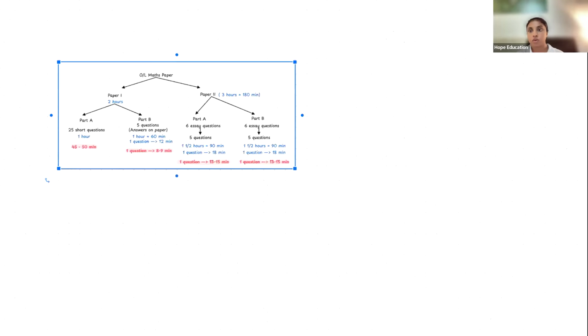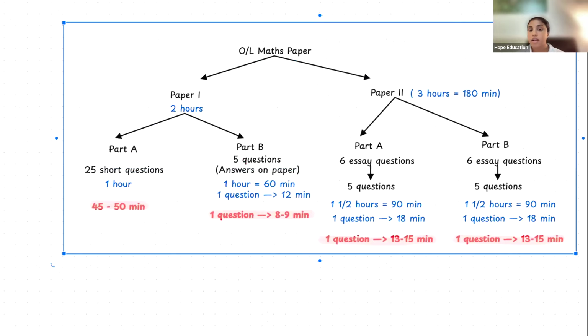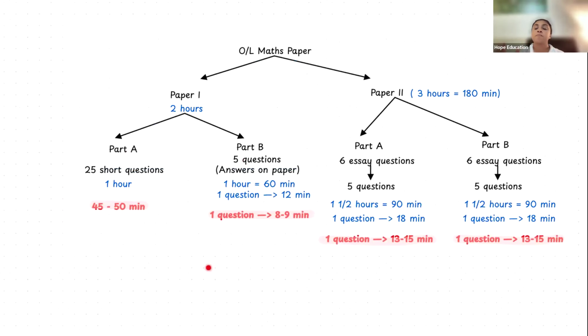This is a time allocation for the maths paper. In the maths paper, there is paper 1 and paper 2. Paper 1 has part A and part B, and paper 2 also has part A and part B. If you have already had a look at the paper before, in paper 1 you get 2 hours. In part A, there are 25 short questions.